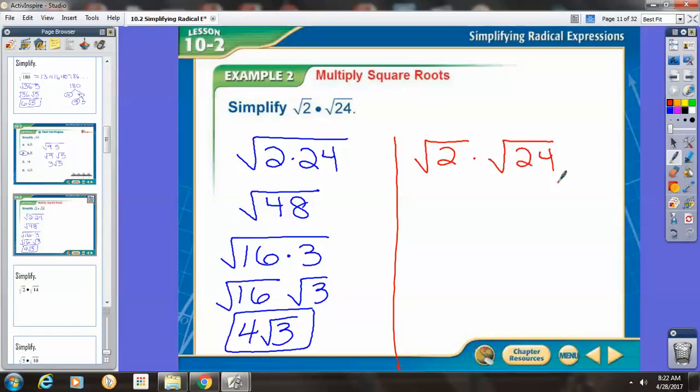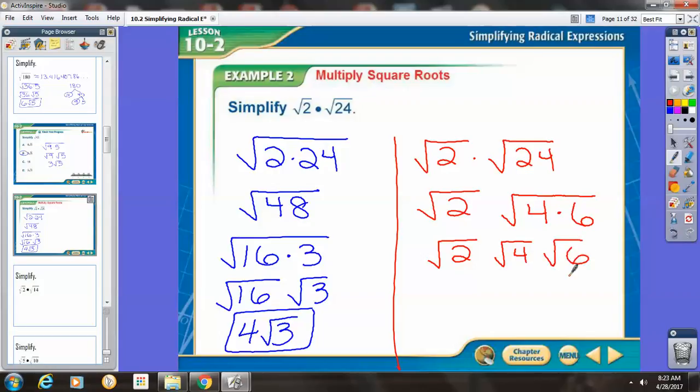Now, instead of multiplying these, we call those radicands, 2 times 24, I could have recognized, all right, 24 could be broken down. Anybody recognize that 24 could be broken down? You could do it that way. What number goes into 24 that's a perfect square? 4. Bring down the radical 2 for the time being. So 4 times 6. And what is the square root of 4? That's 2. Now I still have a radical 2, and I still have a radical 6.